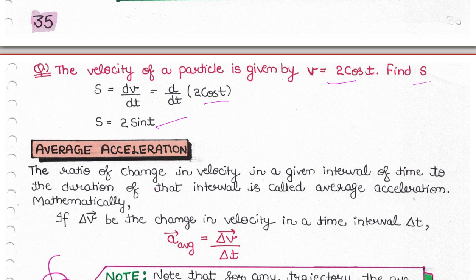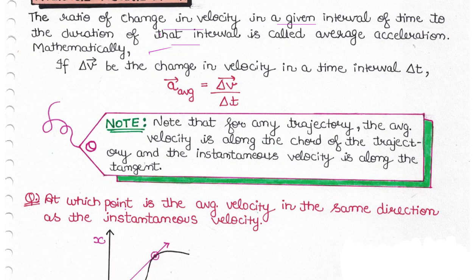Now what is average acceleration? The ratio of change in velocity in a given interval of time to the duration of that interval is called average acceleration. Mathematically, we can write, if Δv be the change in the velocity in a time interval Δt, then a average = Δv/Δt.